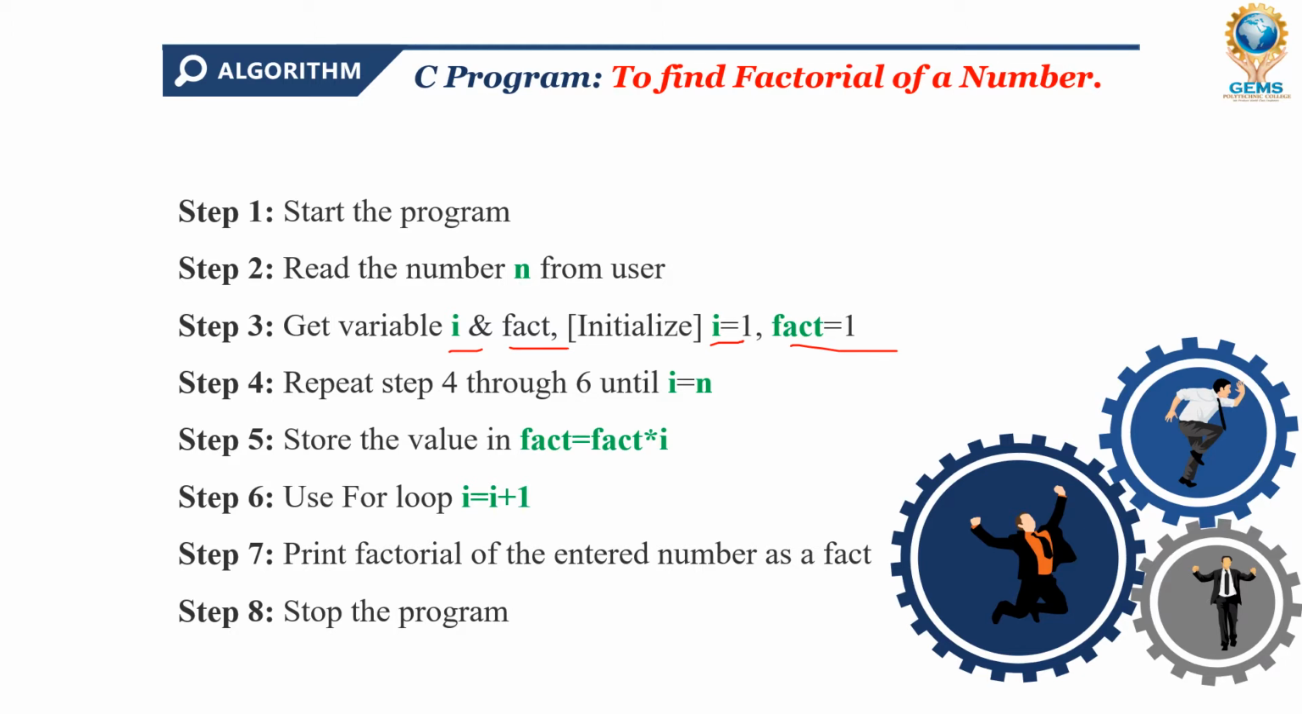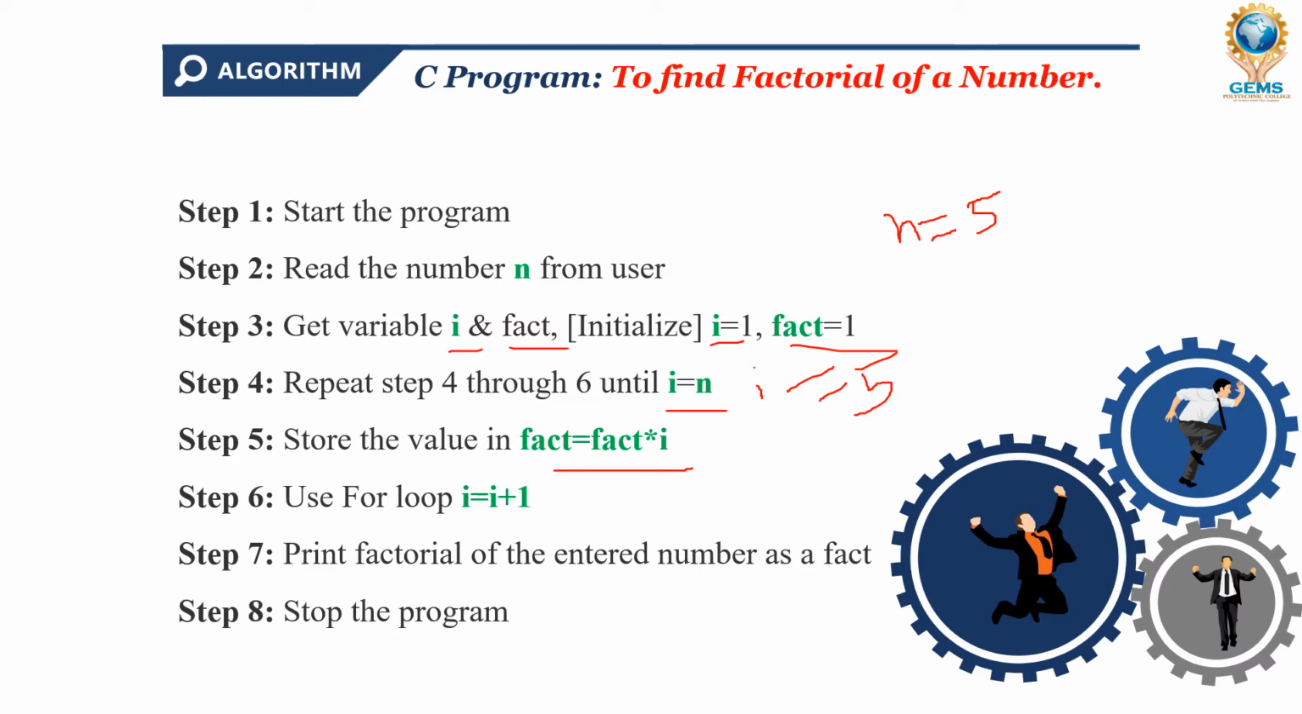The fourth step says that we have to repeat steps 4 to 6 until I equals n. What is n? n is the number which is taken from the user. Suppose the value of n equals 5, then I will go up to 5. So it will work like this. Clear? Now step 5, store the value in fact equal to fact into I. Here this sign is used as a multiplication sign. So fact into I, that value is stored in fact.